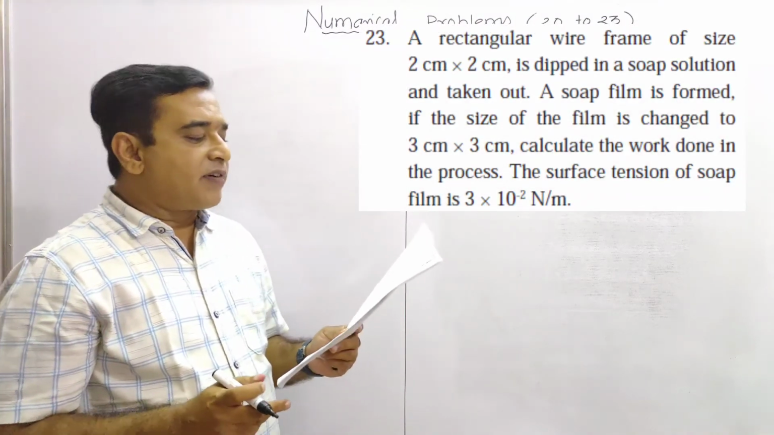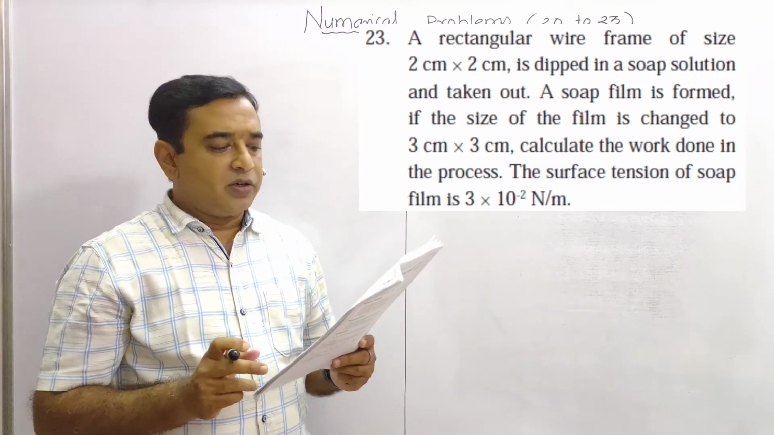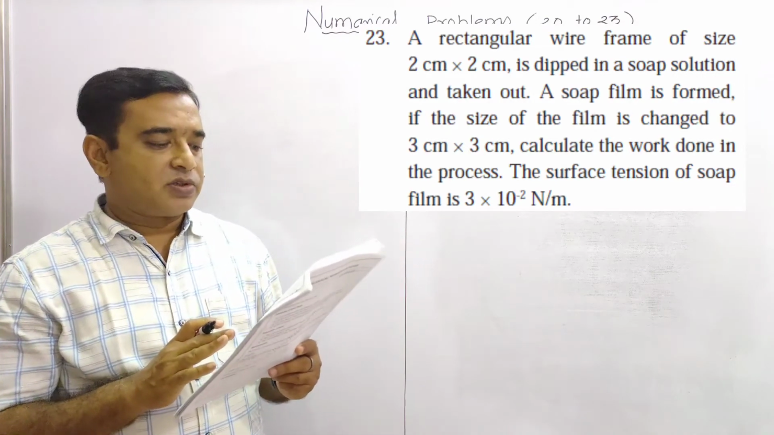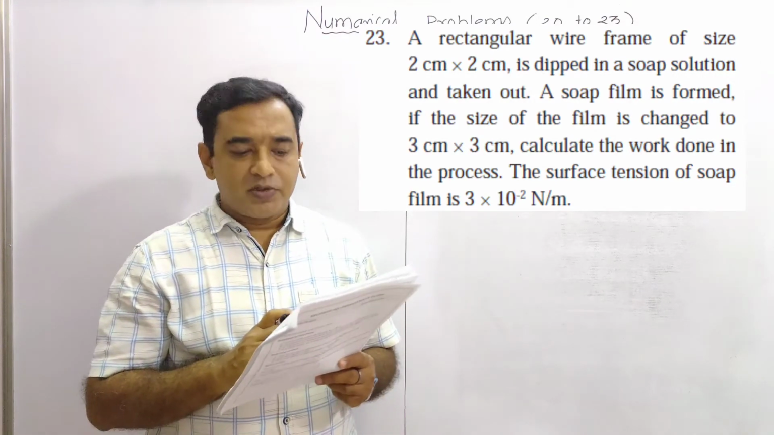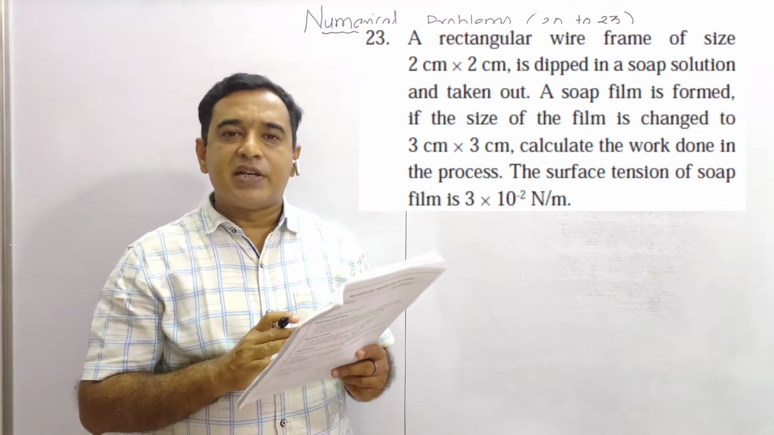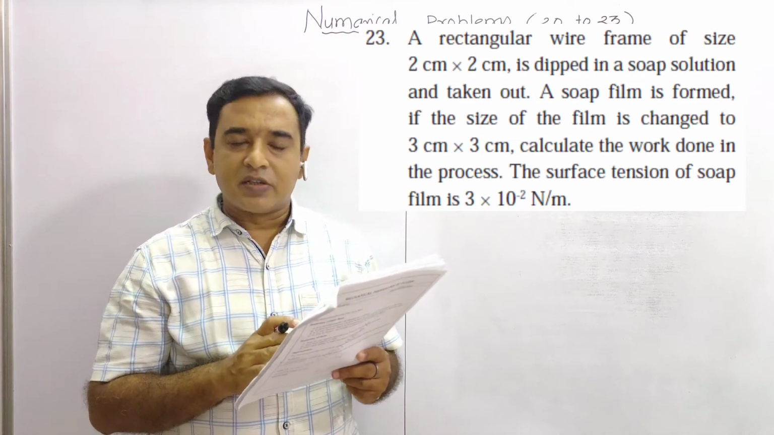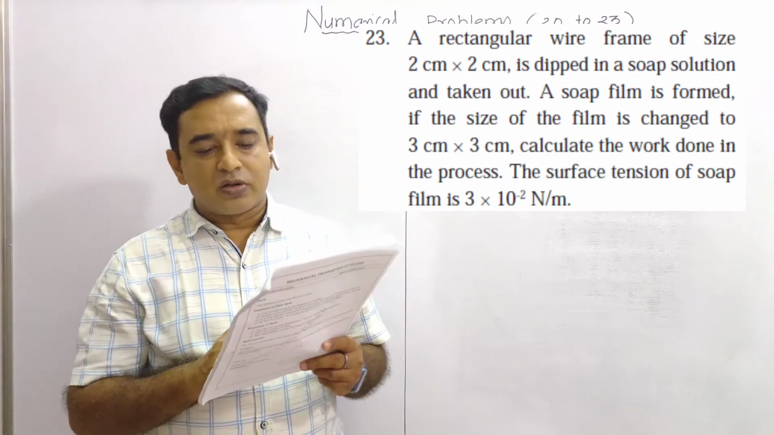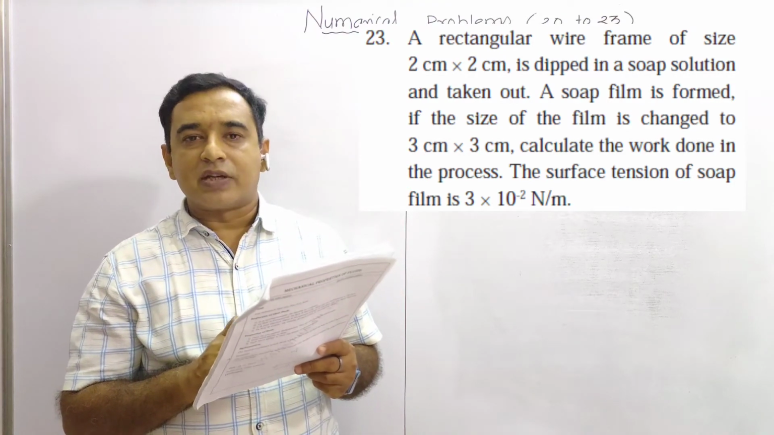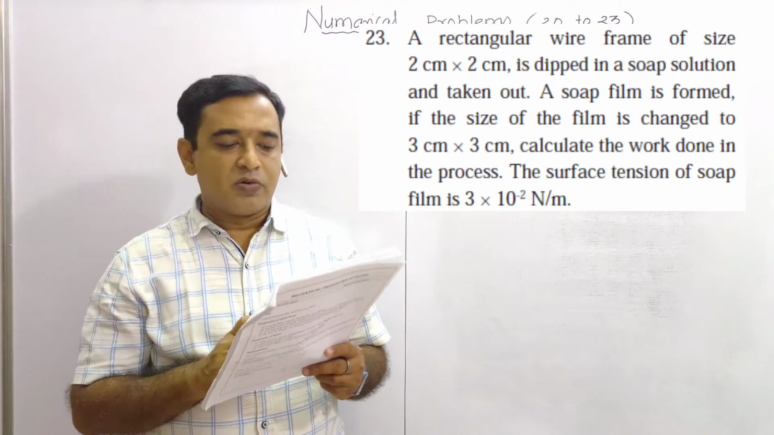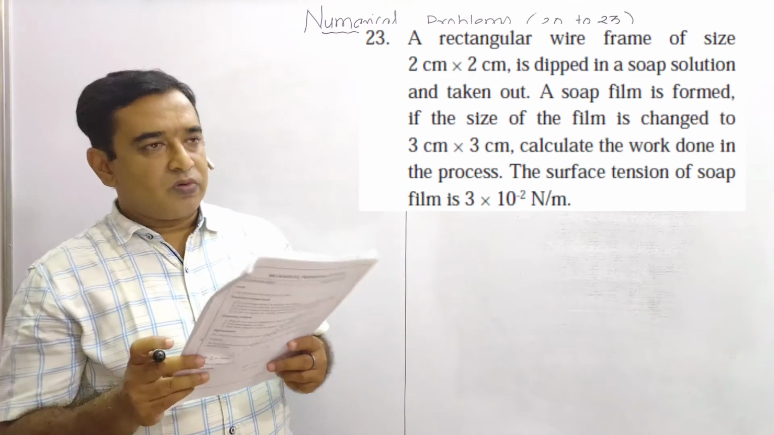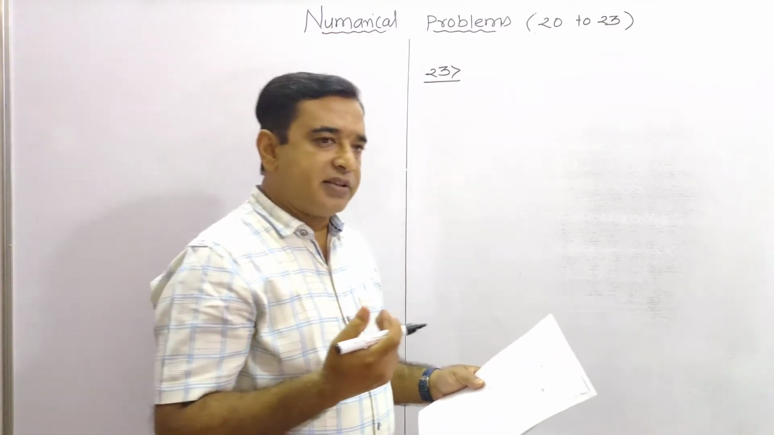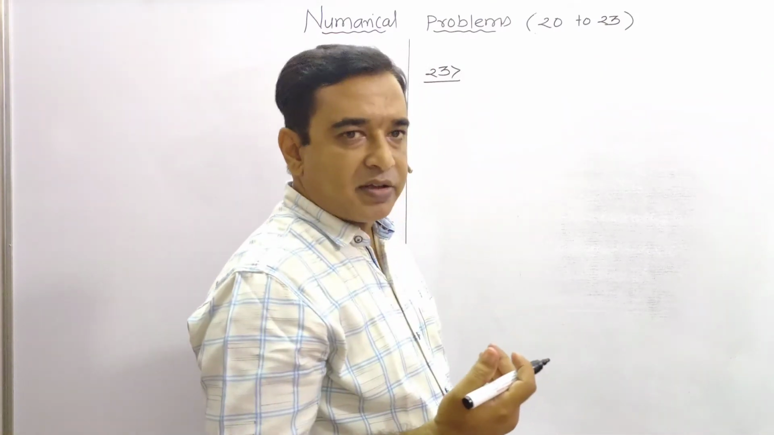Here is the problem number 23. A rectangular wire frame of size 2 centimeter into 2 centimeter is dipped in the soap solution and taken out. A soap film is formed. If the size of the film is changed to 3 centimeter into 3 centimeter, calculate the work done in this process. The surface tension of soap film is 3 into 10 raised to power minus 2 Newton per meter. So, what is given? Here the length and breadth are given because the film is rectangular.